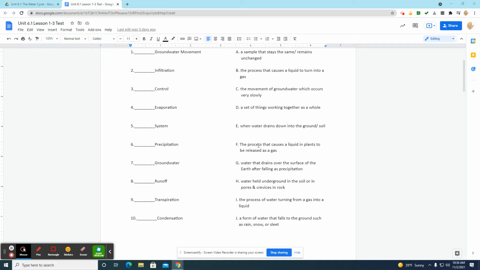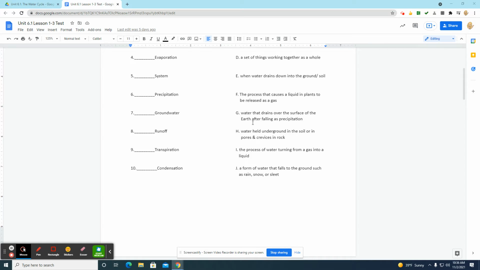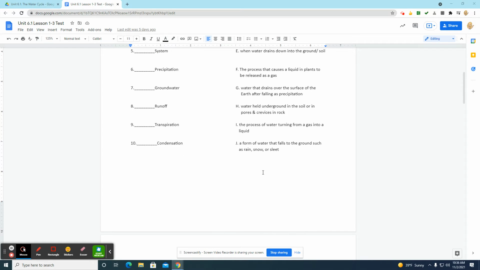F, the process that causes a liquid in plants to be released as a gas. G, water that drains over the surface of the earth after falling as precipitation. H, water held underground in the soil or in the pores and crevices in rock. I, the process of water turning from a gas into a liquid. And J, a form of water that falls to the ground such as rain, snow, or sleet, or hail would count as this as well.